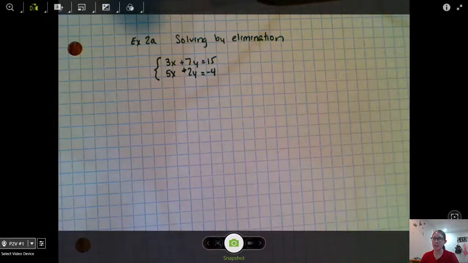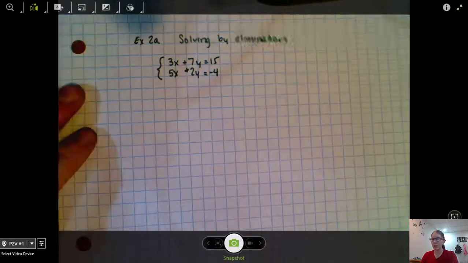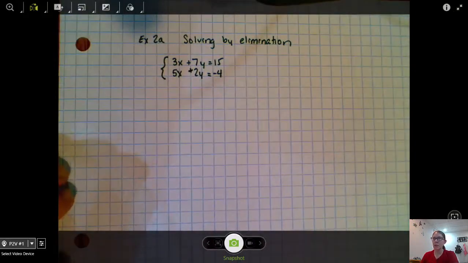Substitution can work out really nicely when you're solving a system of equations, but it's not always that easy to get one of your variables by itself in one of your equations. And that's where elimination comes in. So my first example here for solving by elimination, we're going to solve this system.